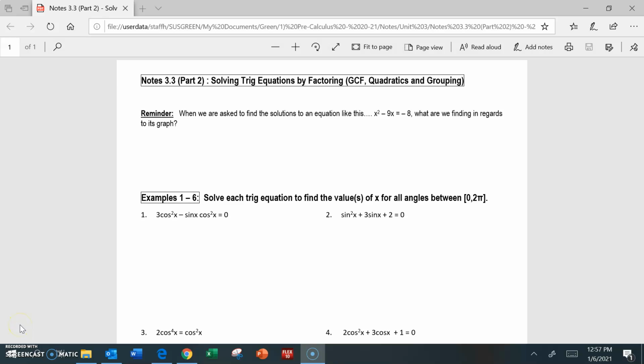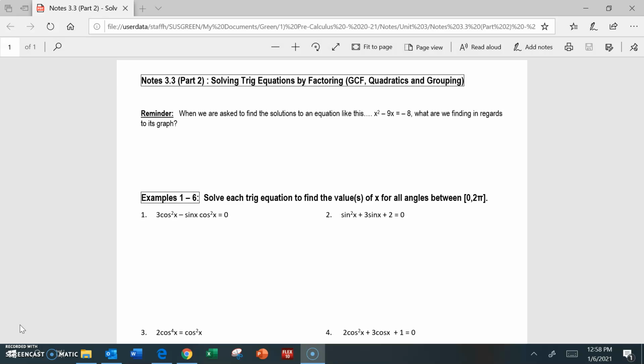All right, so we're gonna finish up 3.3 by moving on to part two. I looked at your work for part one, and for the most part, it looks like everyone did a great job understanding how to solve those. So we're gonna move on with solving by factoring.